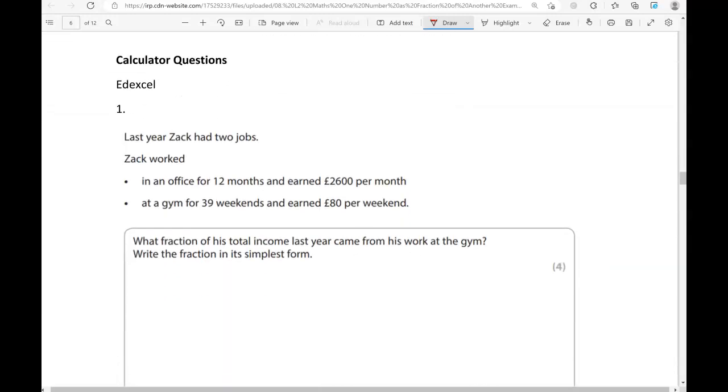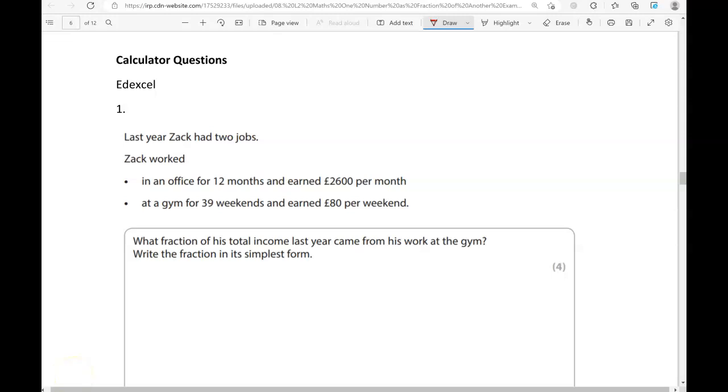From now on, we can use a calculator. Last year, Zach had 2 jobs. Zach worked in an office for 12 months and earned £2,600 per month. At a gym for 39 weekends and earned £80 per weekend. What fraction of his total income last year came from his work at the gym? Write the fraction in its simplest form.